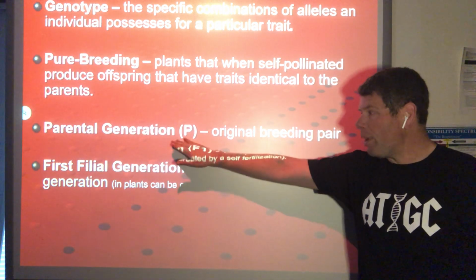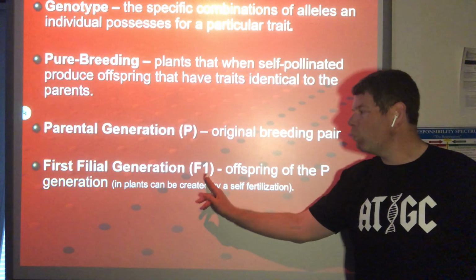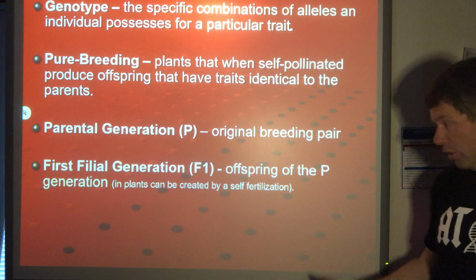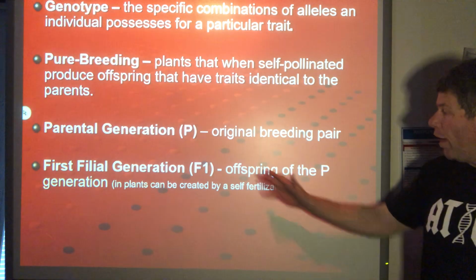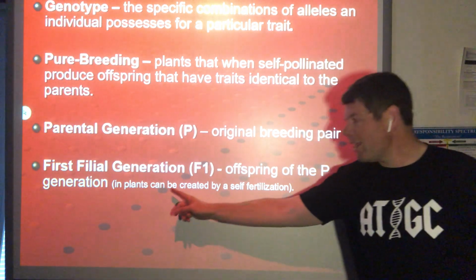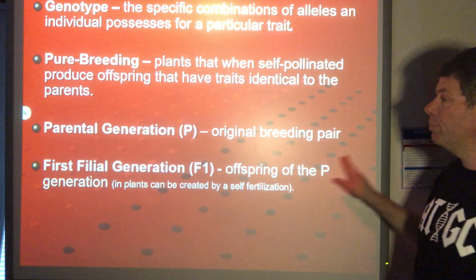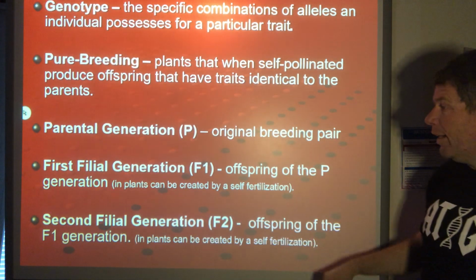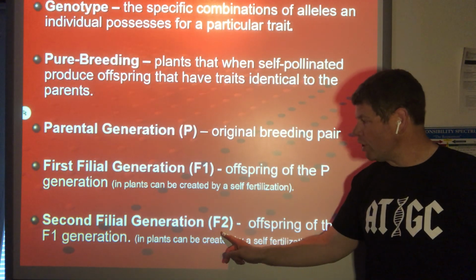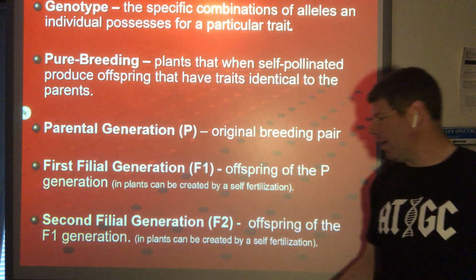The offspring of the parents, we call the first filial generation, and we give them the symbol F1, all right? So sorry, we're not talking about Indy car racing here. We're talking genetics, all right? So F1 would be the offspring of the P generation, and if it's plants we're using, we could actually do what we call a self-cross or self-fertilization. Now, if we have another generation after that, we would call those the F2 generation. So these would be the parents of the F2, grandparents, right? All right.